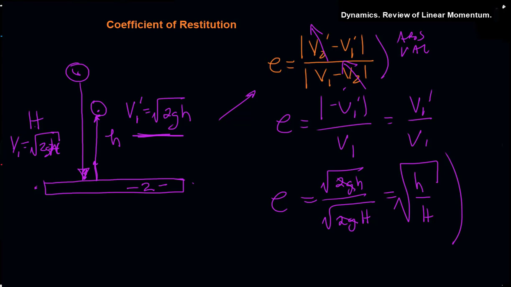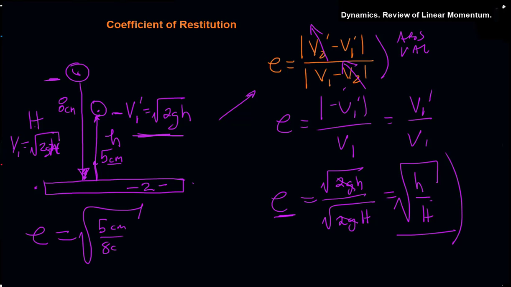We can drop an object onto any surface, measure the initial height, measure the final height, and we can plug our values in. For example, here E would be, when I measure this, I get about 8 centimeters for here and 5 centimeters for here. So it will be the square root of 5 centimeters over 8 centimeters. The centimeters go, and we'll get 0.8 for the coefficient of restitution for that object, whatever it might be made out of.